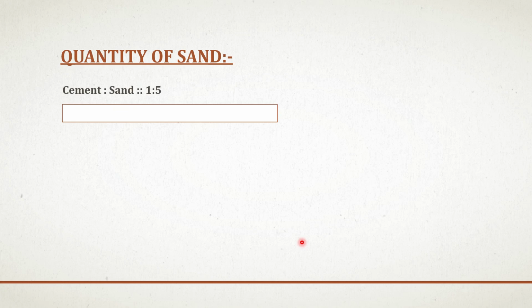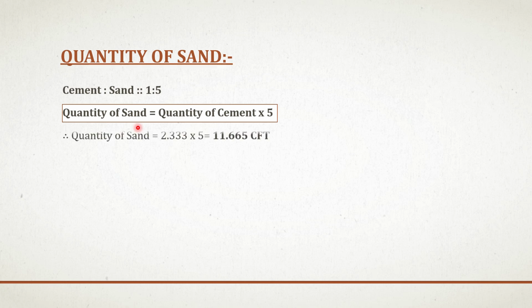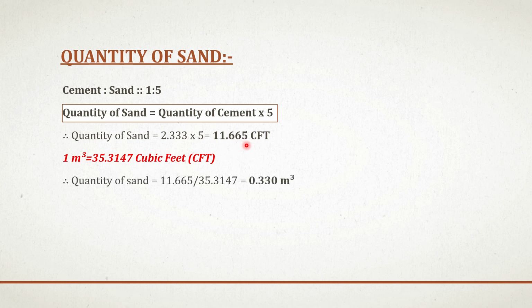Now let us find out the quantity of sand. Since cement and sand are in the ratio of 1:5, if you multiply quantity of cement with 5, then you will get the quantity of sand. Therefore, quantity of sand equals 2.333 multiplied by 5, which equals 11.665 cubic foot. Since 1 cubic meter equals 35.3147 cubic foot, divide 11.665 by 35.3147 to get the quantity of sand in cubic meter. Therefore, quantity of sand equals 0.330 cubic meter.